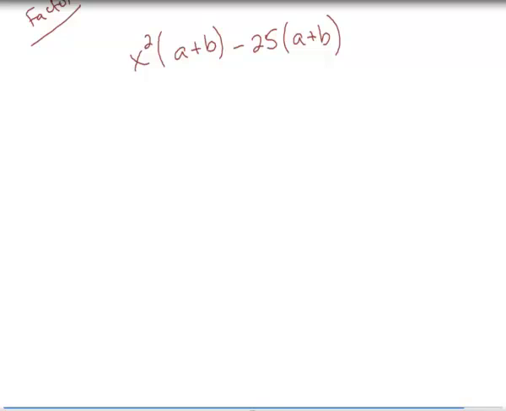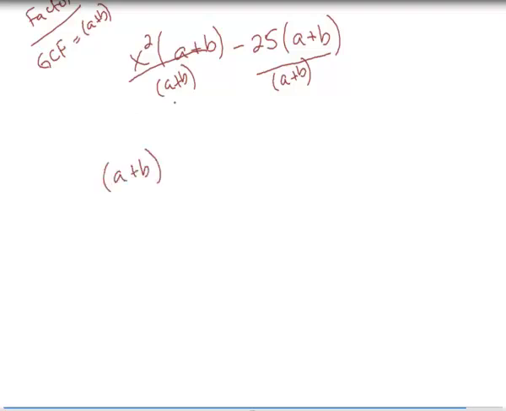All right, good. So we're going to factor this one, right? We always look for greatest common factor first. So do we see any greatest common factors here? Yes, we see that a plus b is the greatest common factor, because it's a factor of both terms. So I'm going to divide out by that a plus b, and put it up in the front. When I divide out by the a plus b, I get an x squared, and over here, I get a negative 25.